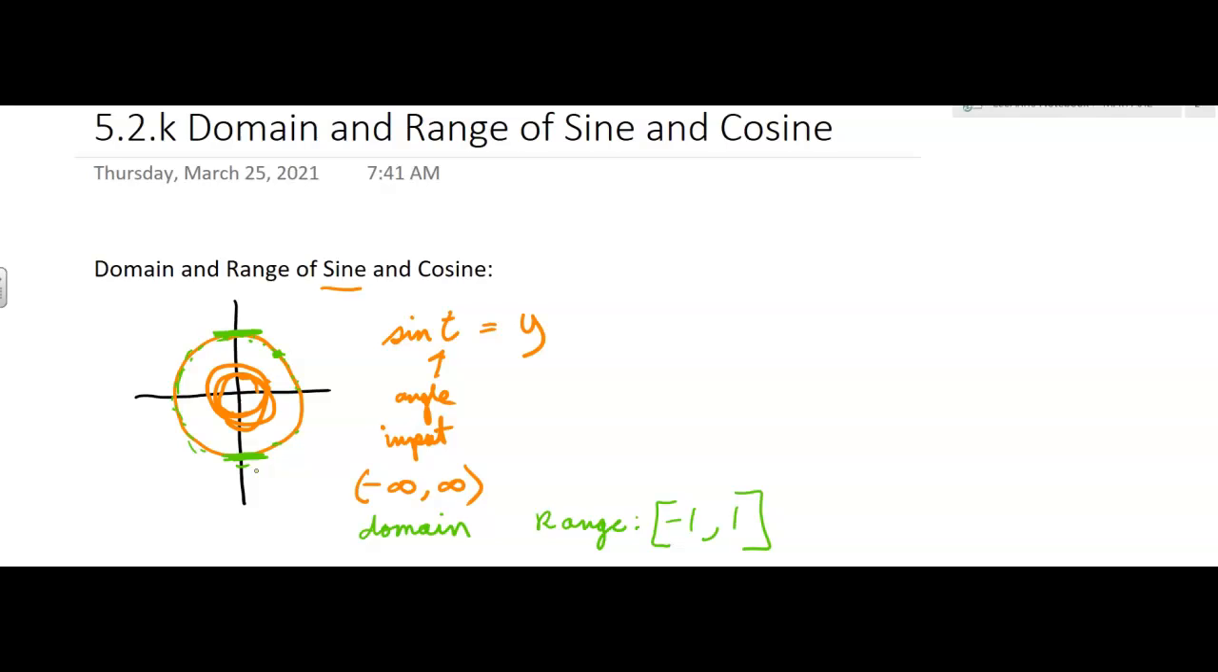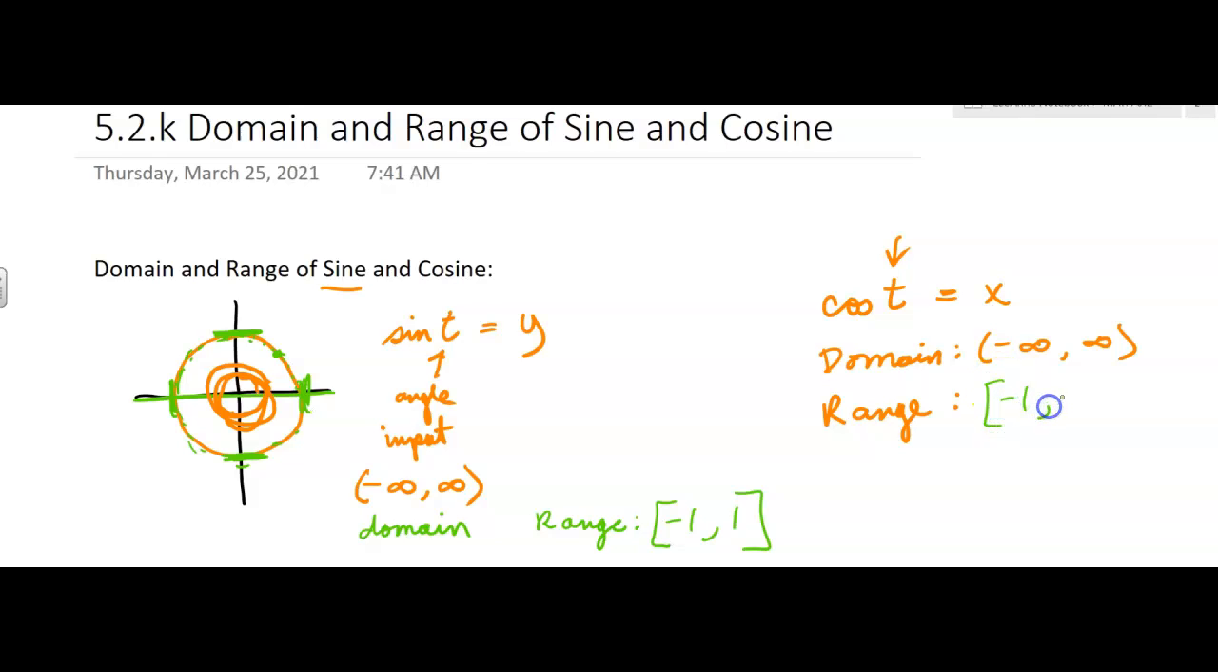Okay? Now for cosine, the cosine of t is equal to x, right? So again, your input could be any real number. So the domain could have any angle, -infinity to infinity. But the range, well, the range is going to be along the x-axis, right? So it's along the x-axis. The lowest I go is -1, the highest I go is 1. And so the range for cosine is -1 to 1.